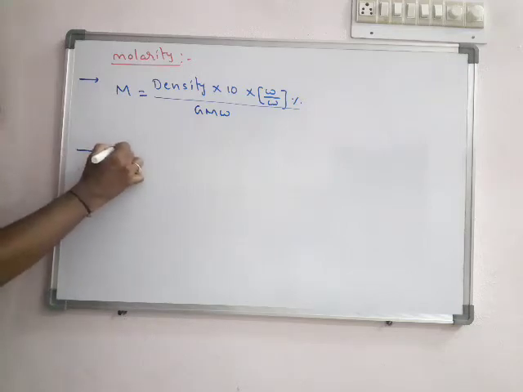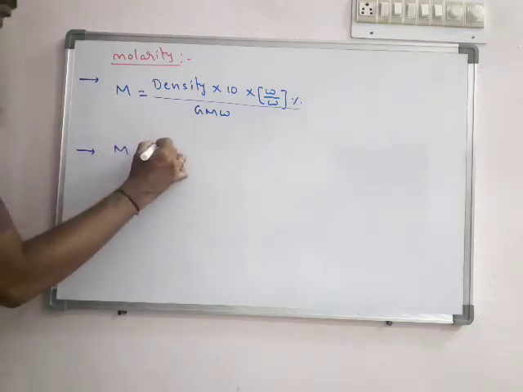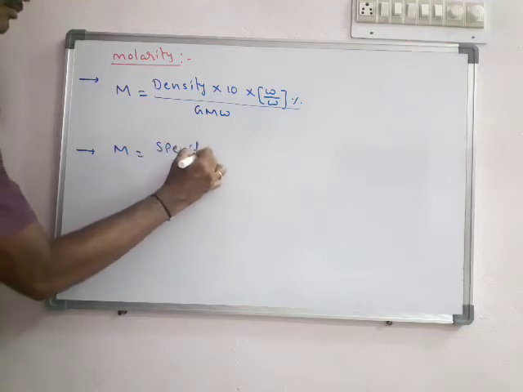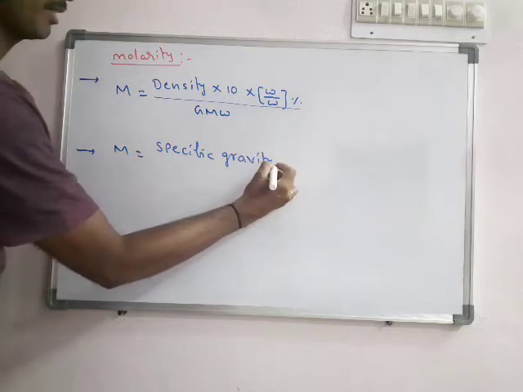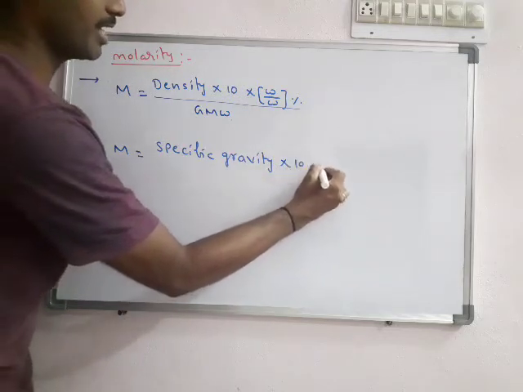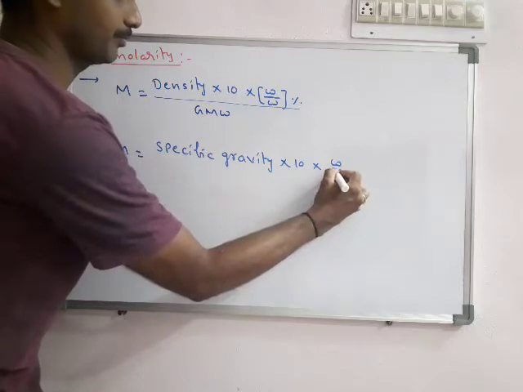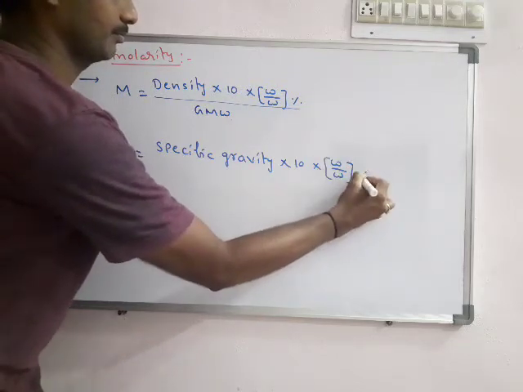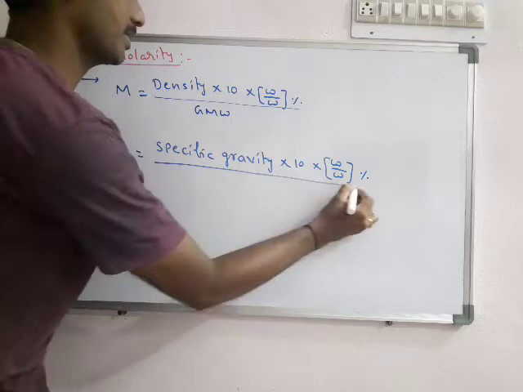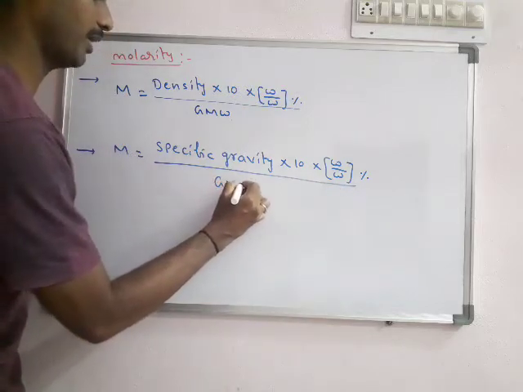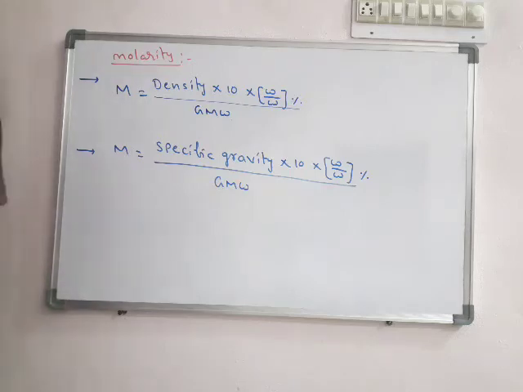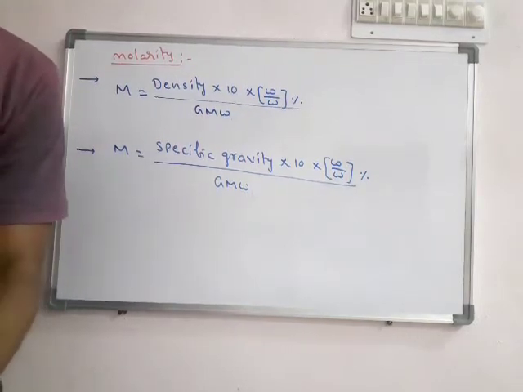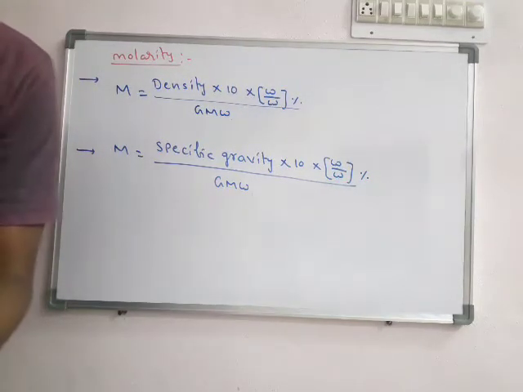Next, the same formula if specific gravity is given. If specific gravity is given, then also we need to use the same formula: weight by weight percentage, and the same gram molecular weight, which is equal to the molecular weight. So these are the other two formulas to calculate the molarity. Now we do some problems on it.